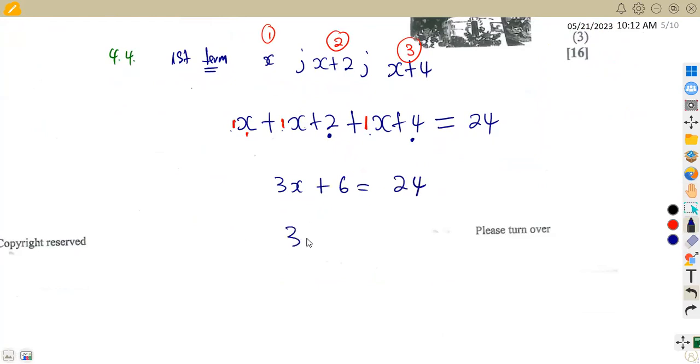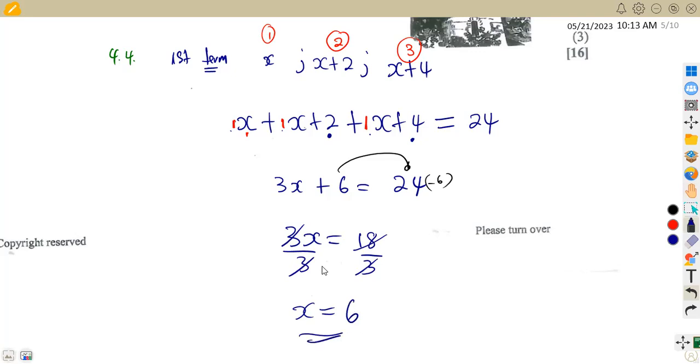We want to solve for x. So 3x is equal to, we transpose 6 to the other side so that it can be a negative. So that's 24 minus 6, which is 18. Divide by 3 since we are multiplying so that we can obtain our x. So x is equal to 18 divided by 3, which is 6. So our x is 6.